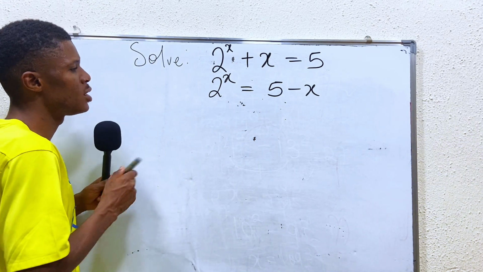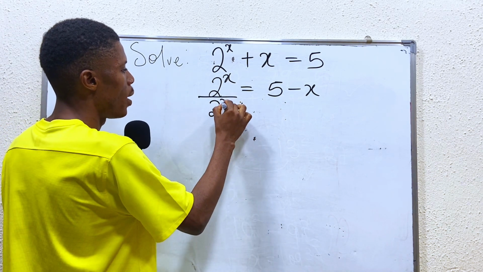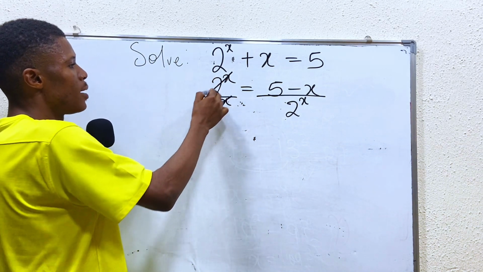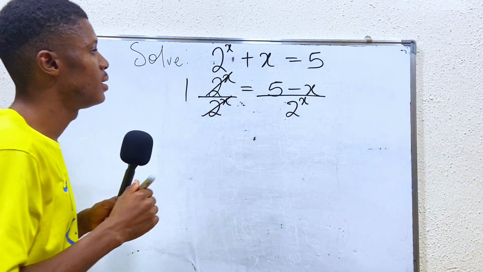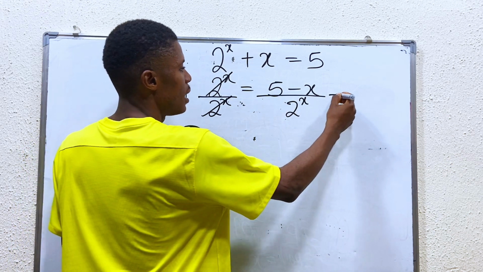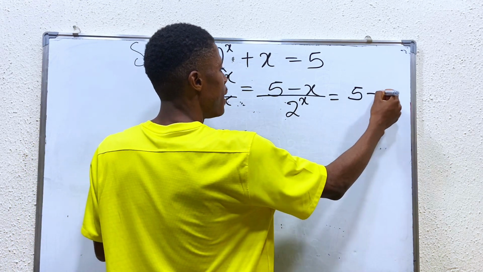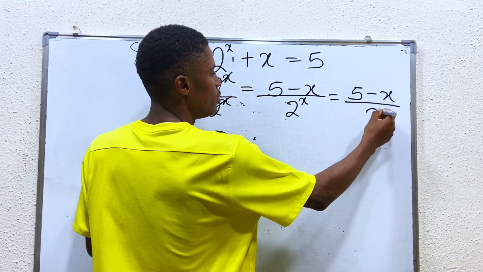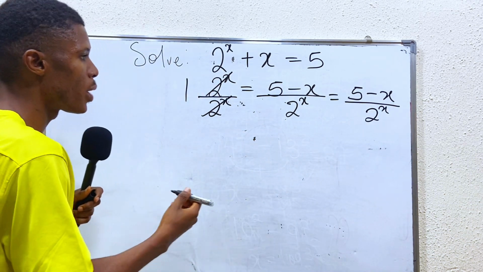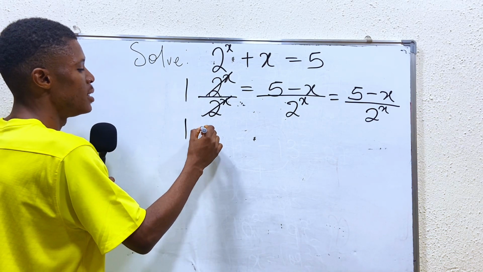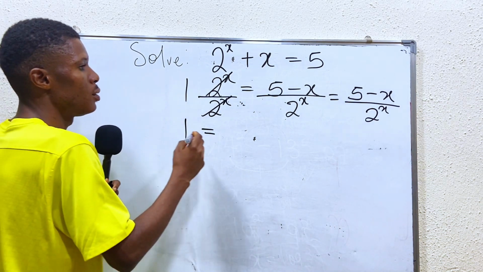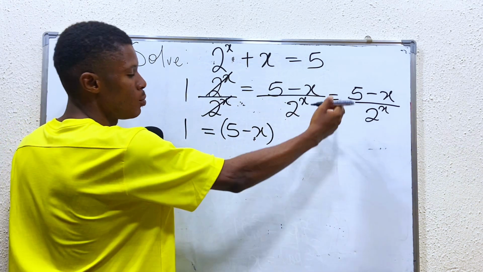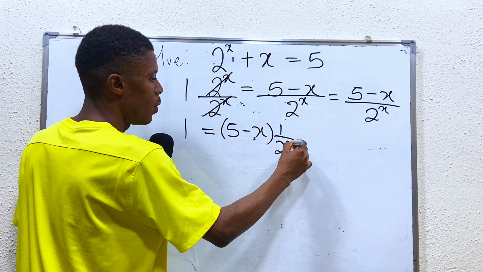Then the next thing we do is to divide through by 2 power x. If you divide through by 2 power x, we are left with 1 on this side. Then this can now be seen as 5 minus x divided by 2 power x. So we have 1 is equal to 5 minus x multiplied by 1 over 2 power x.